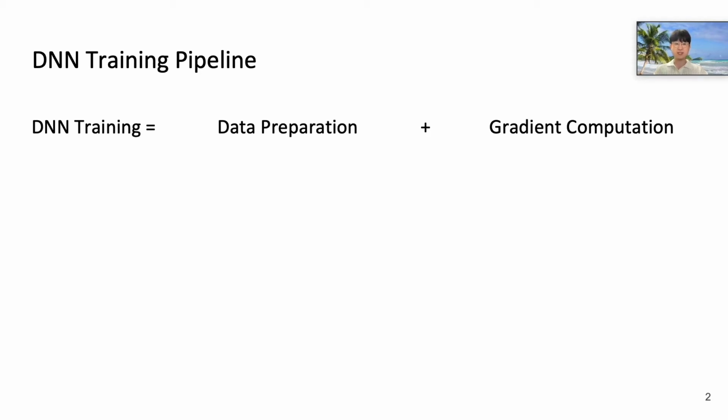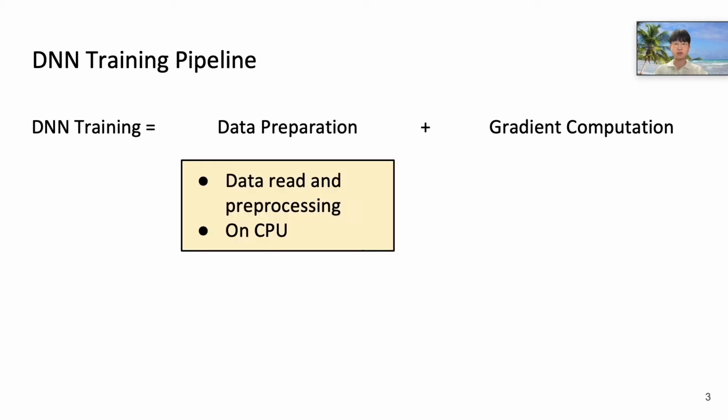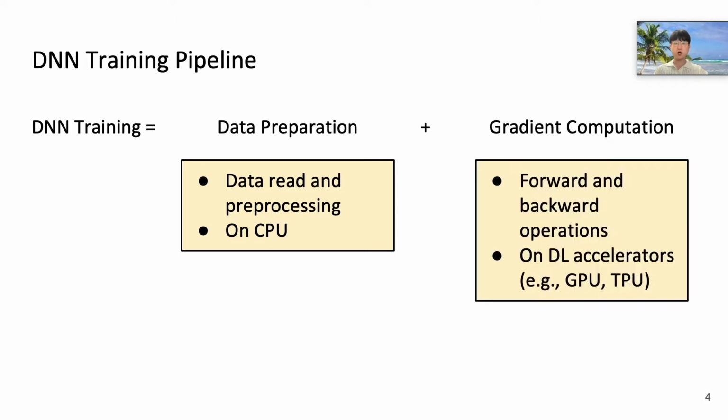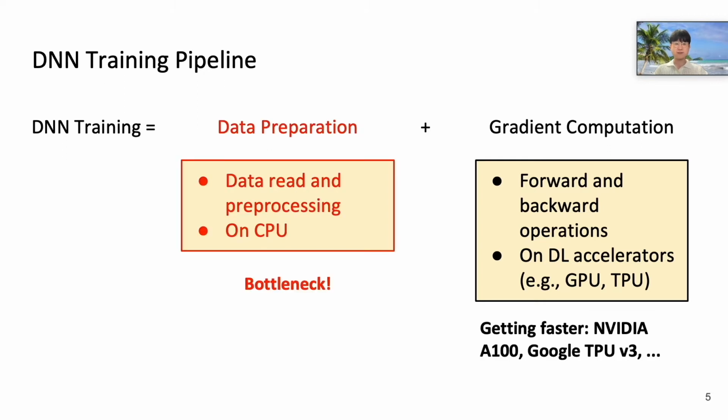Broadly speaking, a DNN training pipeline consists of the data preparation and the gradient computation. During the data preparation procedures, the training samples are read and pre-processed for gradient computation. Such data preparation procedures are usually done on CPUs. On the other hand, during the gradient computation procedure, weights of deep neural networks are adjusted by forward and backward operations. Because such operations are computationally expensive, they are usually executed on accelerators with massive hardware parallelism such as GPUs and TPUs. Their computation time can be overlapped as the two procedures are executed on different devices.